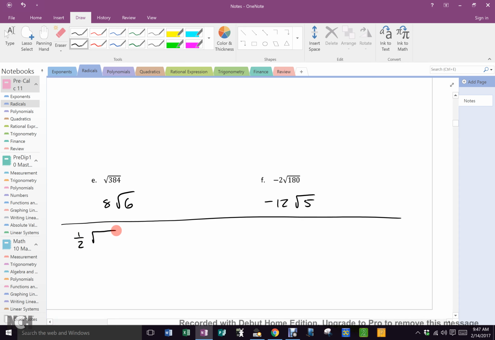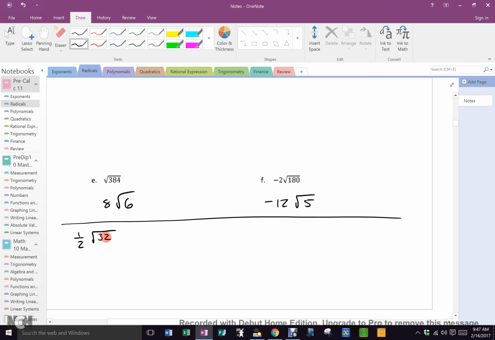1/2 root 32. If I asked you to simplify that, what would you do? Again, you already know how to do it. So what do you think you would do with that? You've got a couple of options here. What? Shaq? You do the same thing as before.